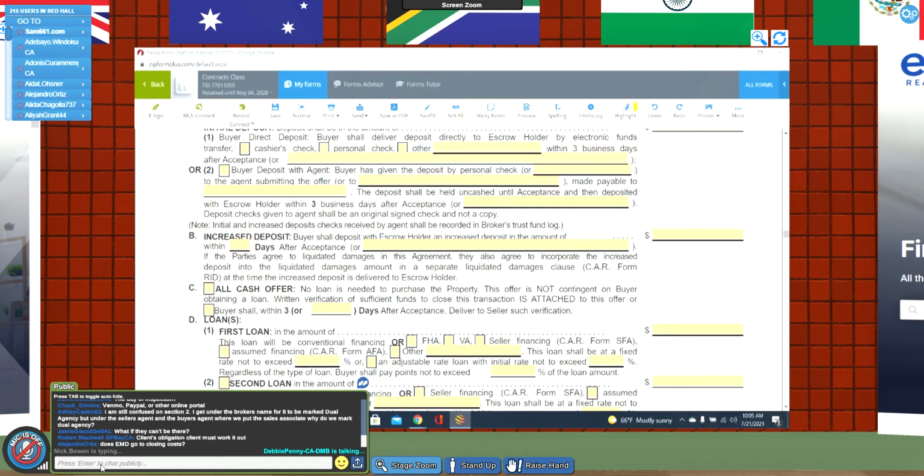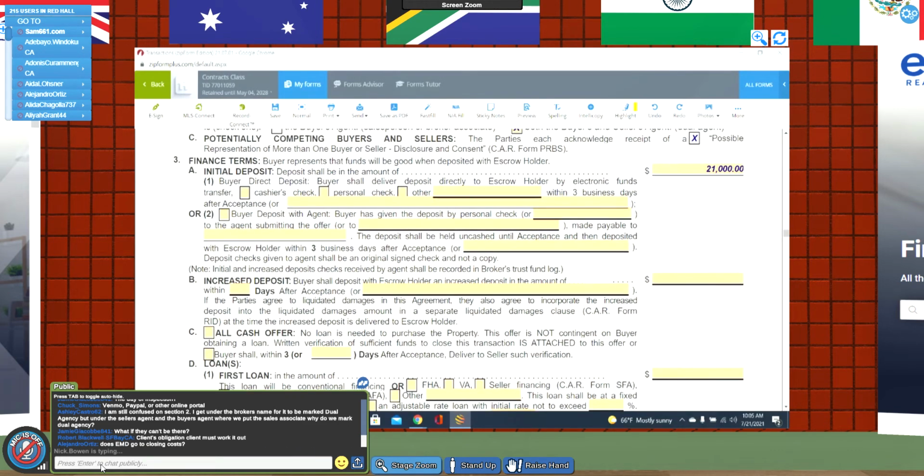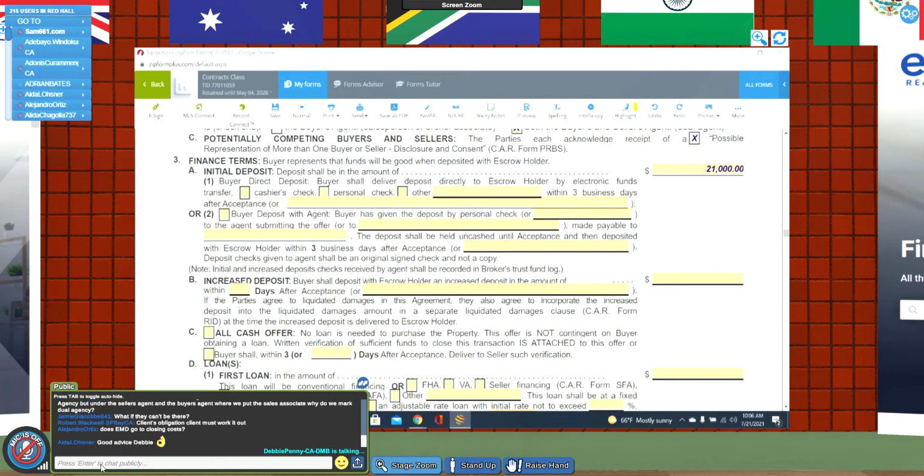Now, your buyer's deposit goes toward their down payment and closing cost. That's credited toward their total down payment and closing cost. Now, an increased deposit, generally, you're not going to have one. And there is a separate form for this.